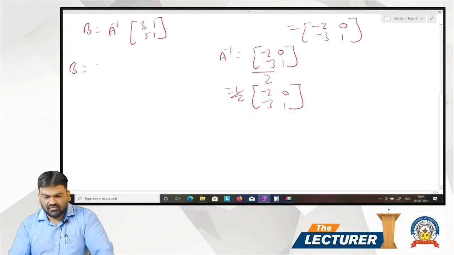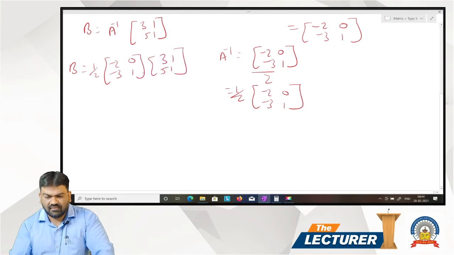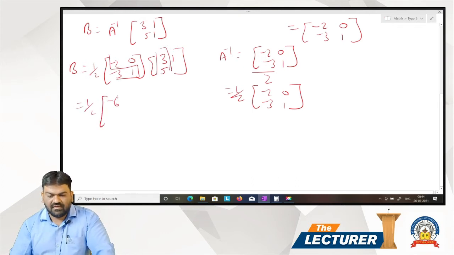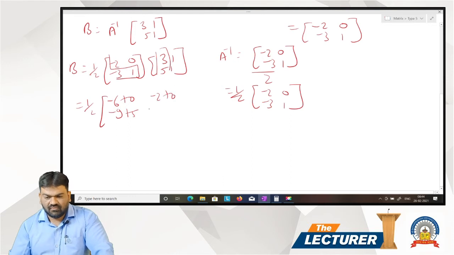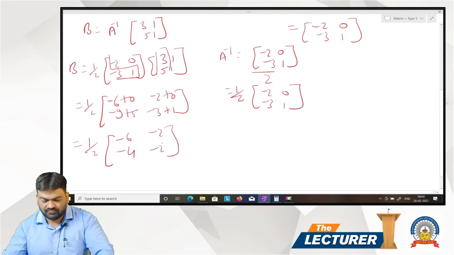So B is equal to 1 by 2 of [minus 2 minus 3; 0 1] multiplied by [3 1; 5 1]. First row, first column: 1 by 2, 2 threes are 6, minus 6 plus 0. 3 threes are minus 9 plus 5, minus 2 plus 0, minus 3 plus 1. So 1 by 2 of [minus 6 minus 4; minus 2 minus 2].